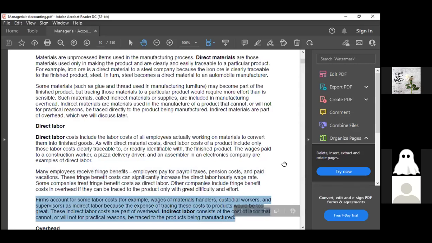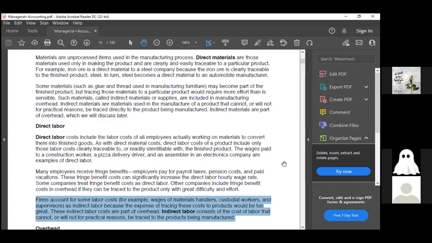Firms account for some labor costs, for example, wages of material handlers, custodians, and supervisors, as overhead because tracing these costs to the products would be too great. So these indirect labor costs are part of overheads. Indirect labor consists of the cost of labor that cannot or will not for practical reason be traced to the product being manufactured. So again, indirect labor is people that are still working in your manufacturing plant, but they are not working on the product. They are additional people working in the plant on some other factor of your production.